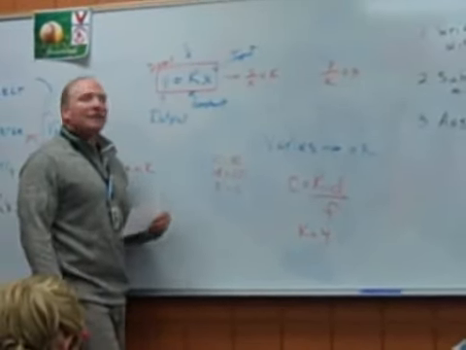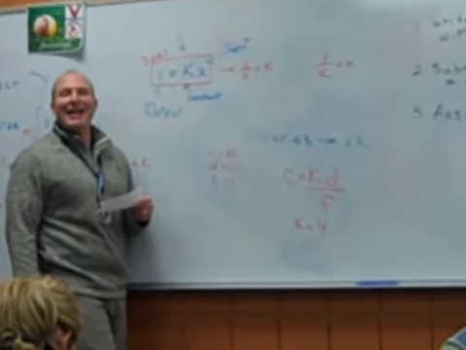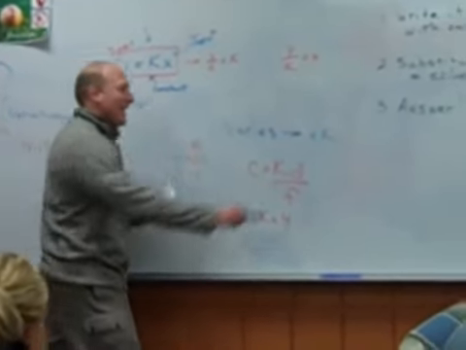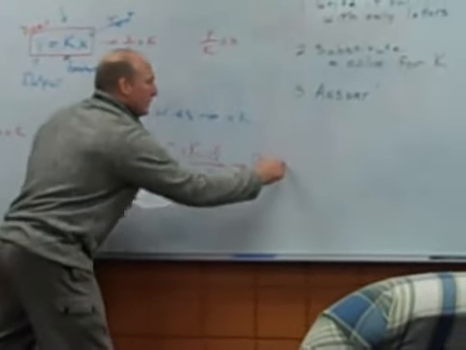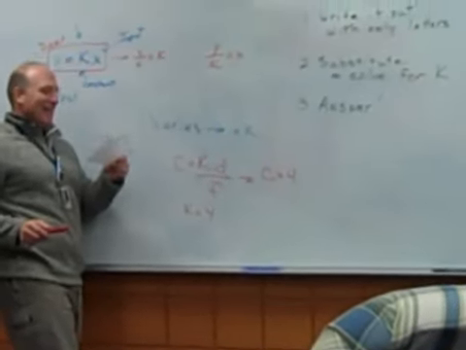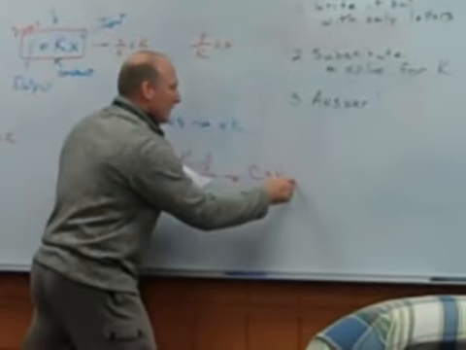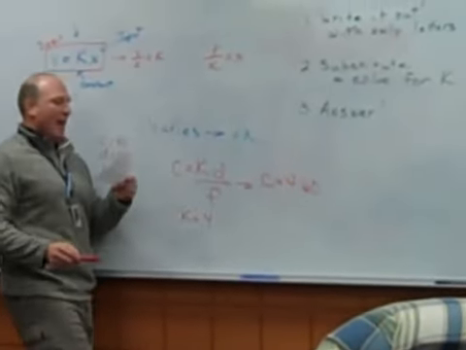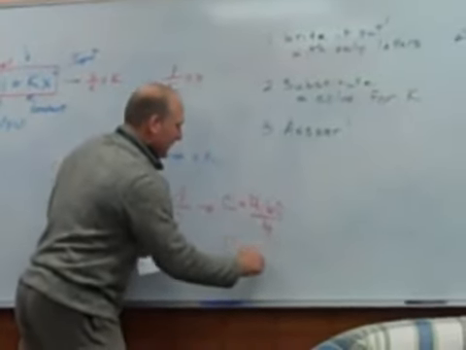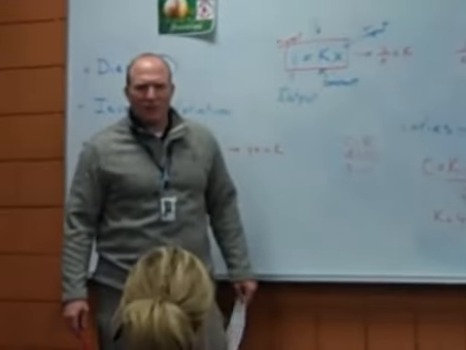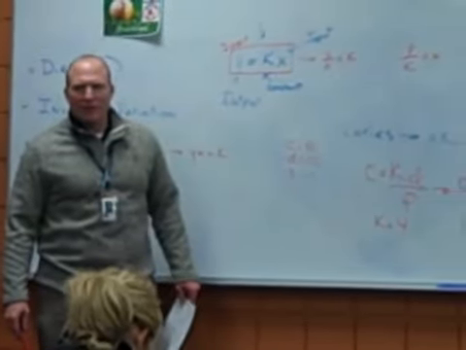Find C. What's my K value again? 4. When D is 60 and F is 4. Oh, that's tough. C equals 4 times 60, 240 divided by 4. Cancel your 4. I know, I know. Divide by 4.